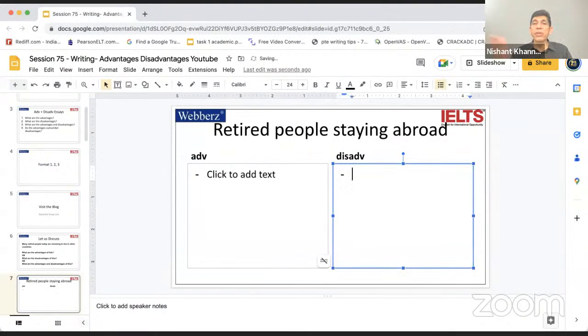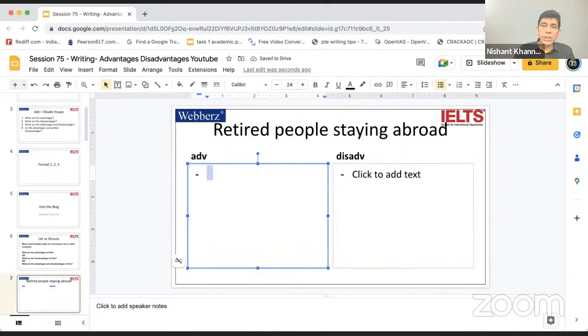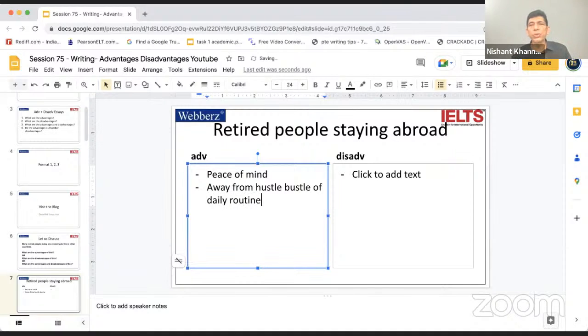Like people come from developed countries to India to stay here. Number 1 is peace of mind. And number 2 is that they are away from the hustle and bustle of daily routine. Getting up in the morning, going to work, doing the work yourself, and now they are on a holiday. So they enjoy the retired holiday. That's a wonderful thing. They enjoyed their retired holiday.